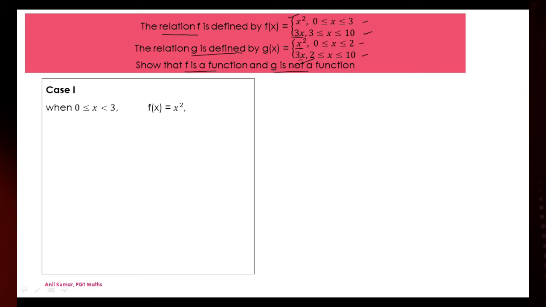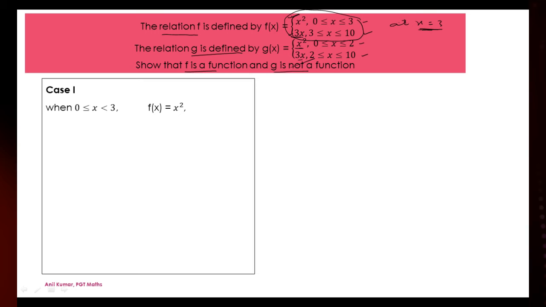Case 1. I divided the whole function into three parts. First, when x lies from 0 to 3, second from 3 to 10, and where it switches at x equal to 3. Three parts, because for x less than 3 it will be x square, a uniquely behaved function. For x from 3 to 10, it is also a uniquely behaved function, 3x. But at x equal to 3 it changes from x square to 3x, so we will check it at x equal to 3 also.